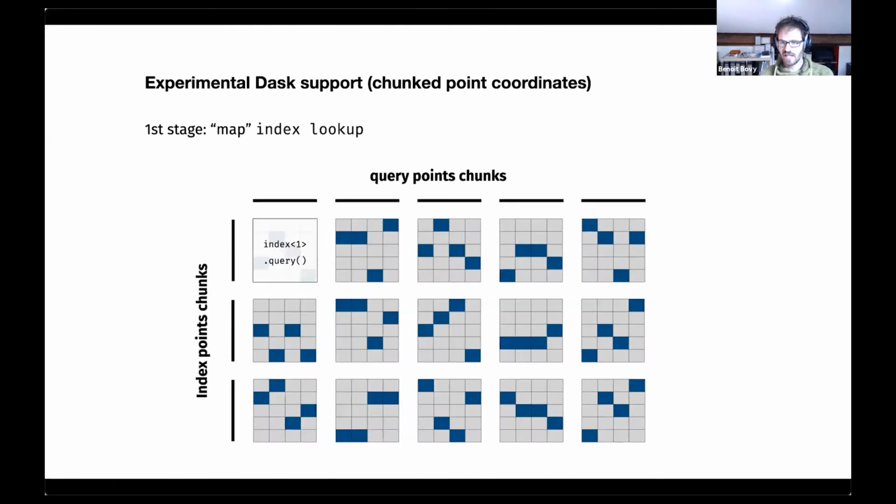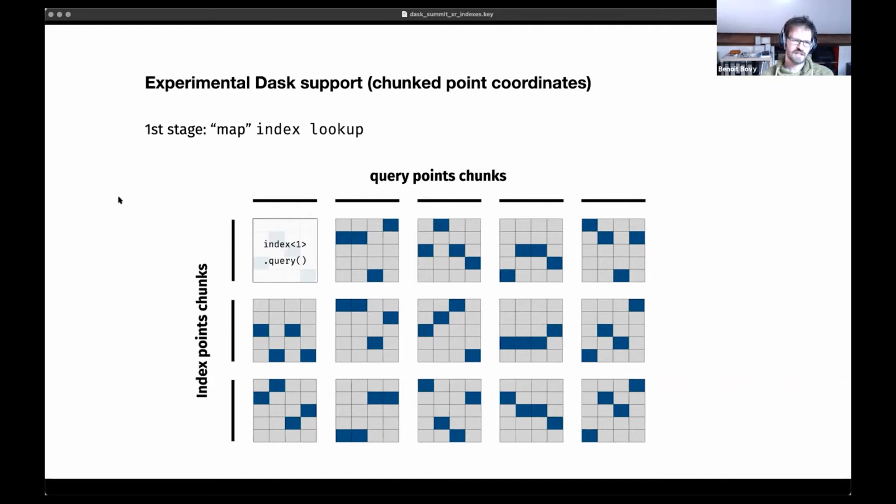Okay, so Xoc also has some experimental Dask support. I have to talk about this because we are at the Dask Summit. What it means is that for extracting points and doing nearest neighbor selection, you can use chunked point coordinates, for both the query points and also the index points. So briefly, how does it work?